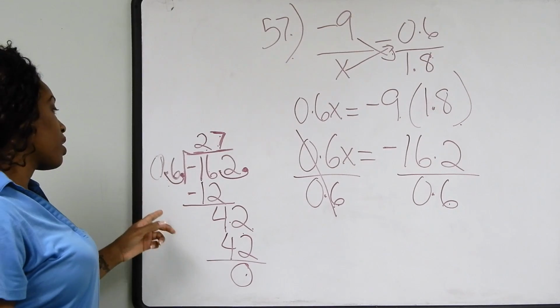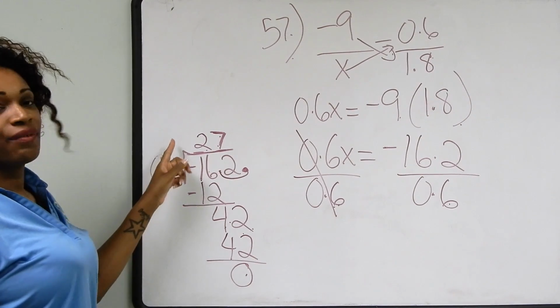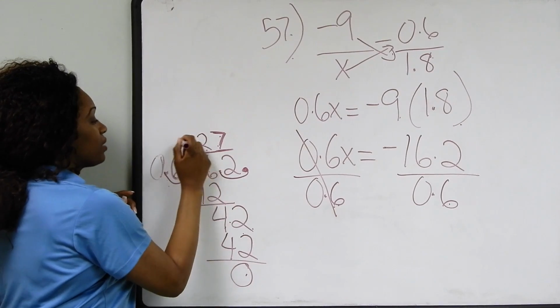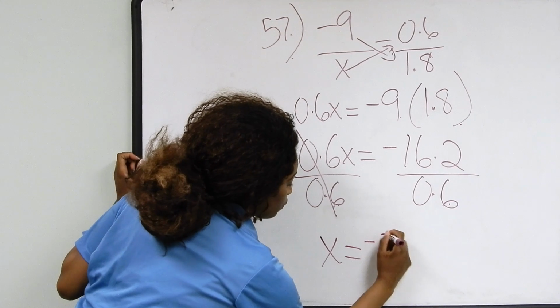But you want to remember, when you're dividing a negative by a positive, you always want to remember that you're going to have a negative answer. So your final answer is negative 27. x equals negative 27.